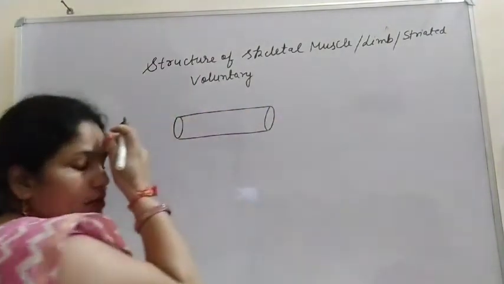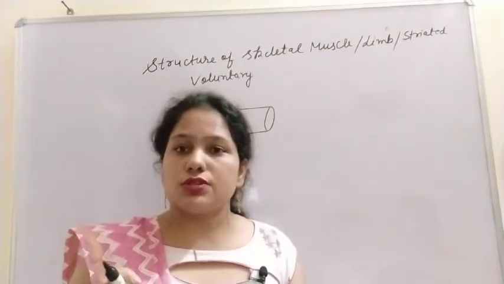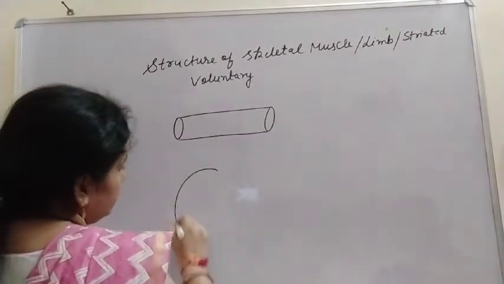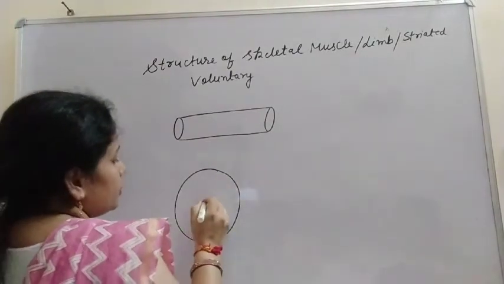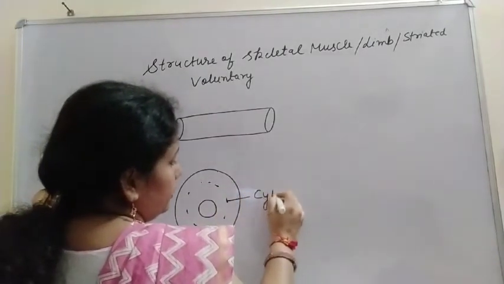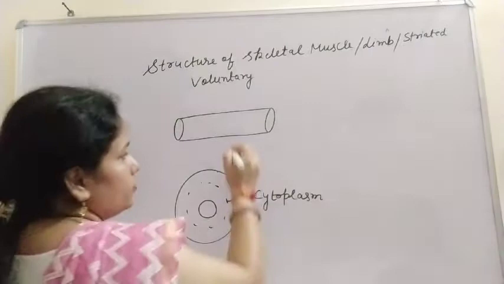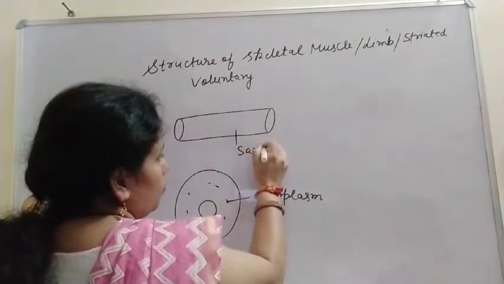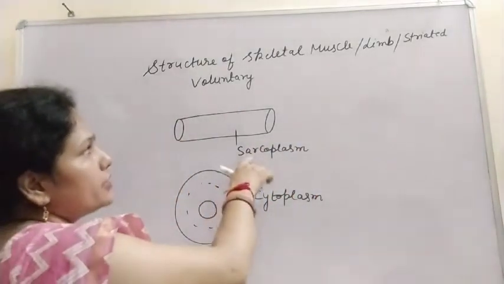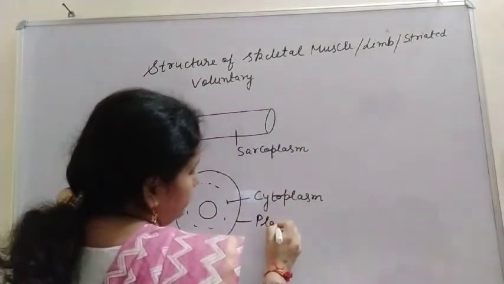Suppose I am drawing the diagram of one muscle cell. There are different terms, especially in the case of cytoplasm and plasma membrane. If we are drawing the diagram of a generic animal cell, the nucleus is in the center and that is the cytoplasm. But in the case of muscle cells, the cytoplasm is called sarcoplasm. The sarco word is related to muscles. Then this is the plasma membrane.